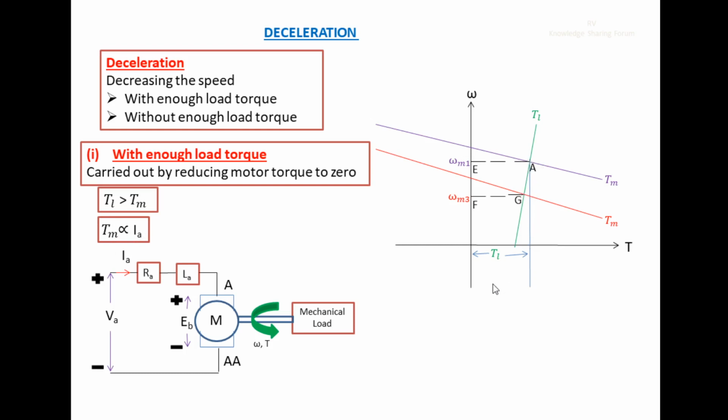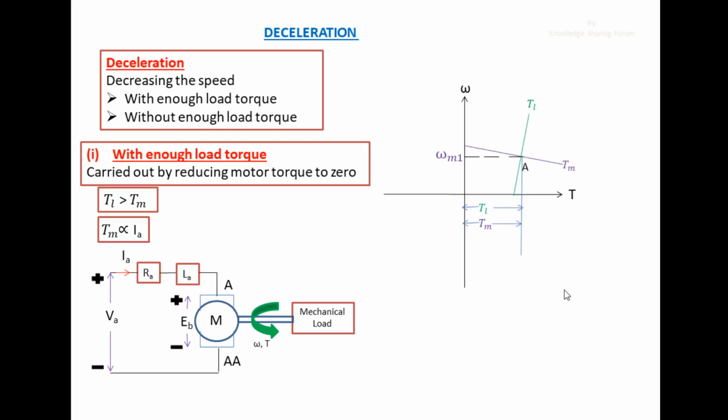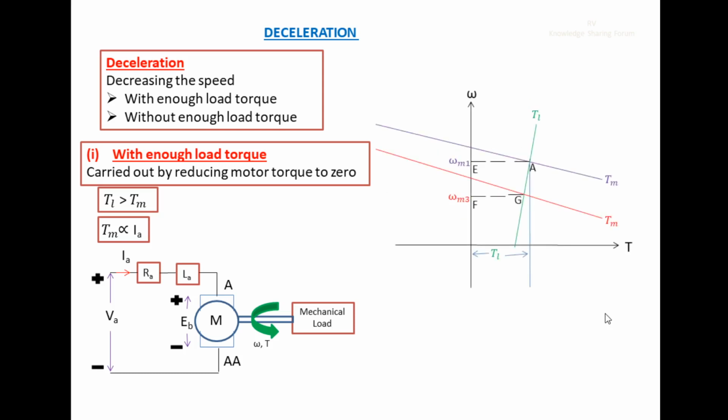Of course, from here to here. This is our motor torque for the speed omega m1. Now, we have to reduce this motor torque to zero. After reducing, see here, this is our omega m1. So, the torque is reduced. That means the motor torque is reduced from A to E by reducing the armature current.